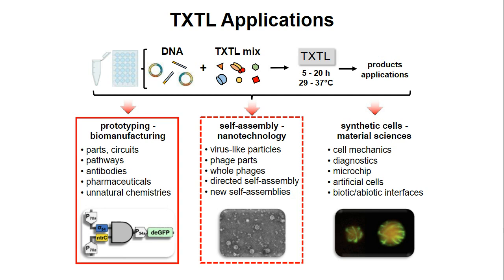A liquid handling machine like the Echo from Beckman Coulter Life Sciences is particularly well adapted for two of these applications, and especially prototyping biomanufacturing, as you are going to see in a few minutes. It is also useful for self-assembly nanotechnology.